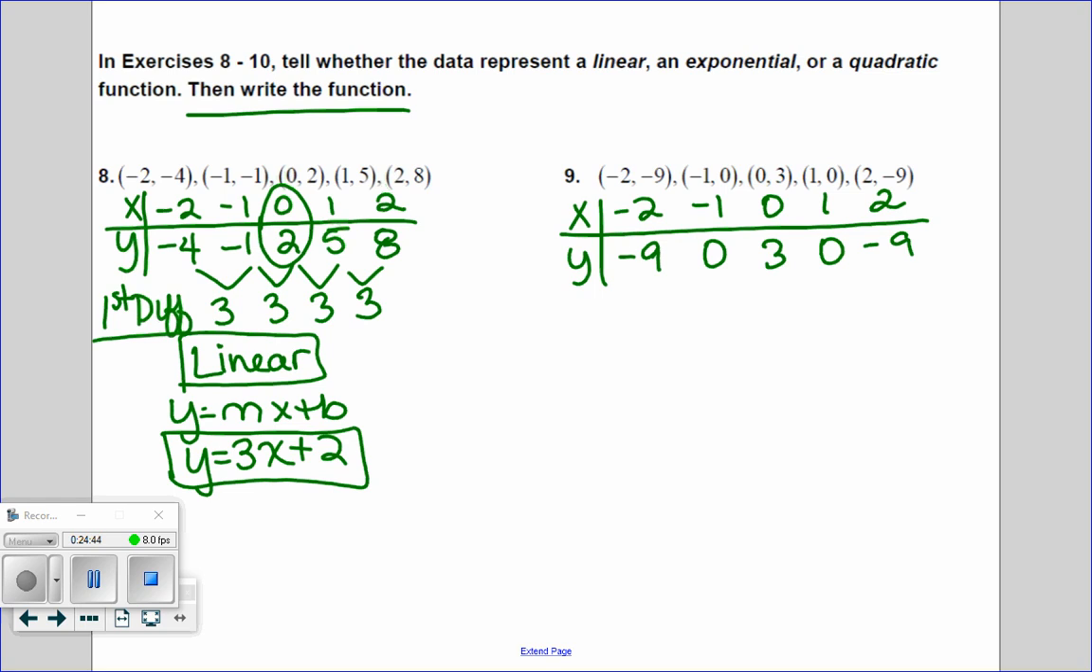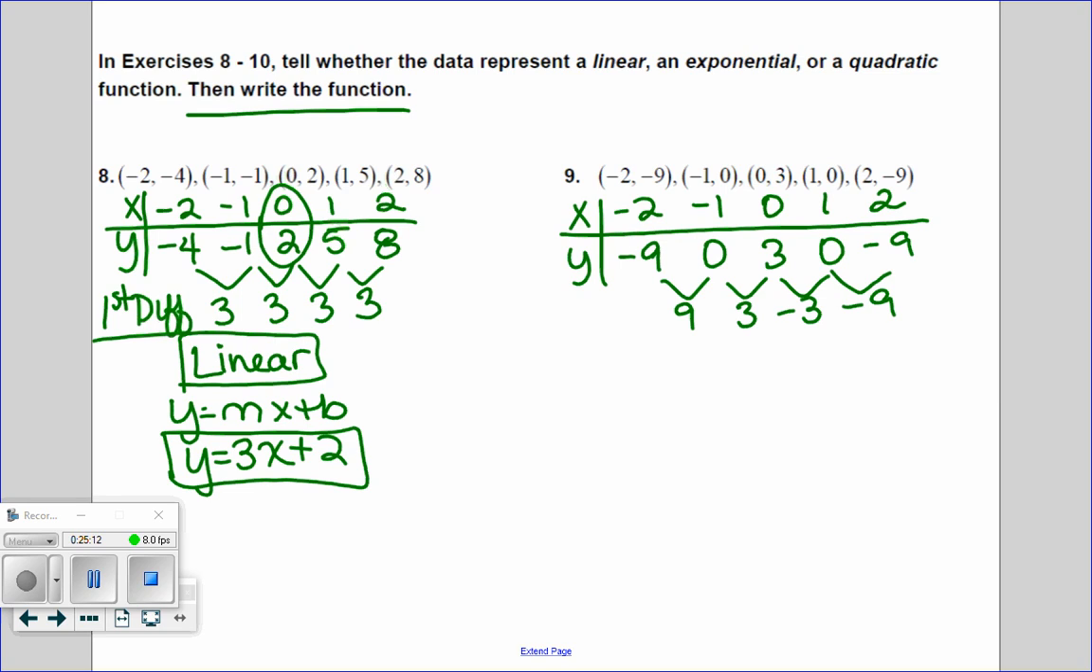Yeah, we can already see that symmetry happening, right? But we always want to check, so let's do those first and second differences. Here's our first difference. From -9 to 0, that's an increase of 9. From 0 to 3, that's an increase of 3. Then from 3 to 0, I go back down 3, or decrease by 3. And from 0 to -9, I decrease 9. So that's the first difference.